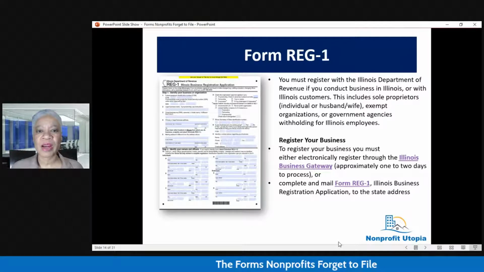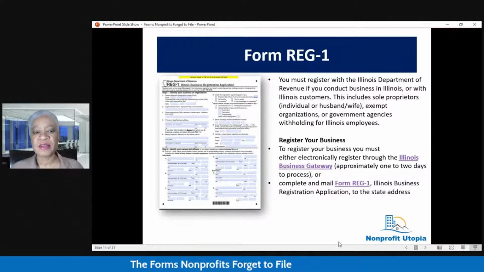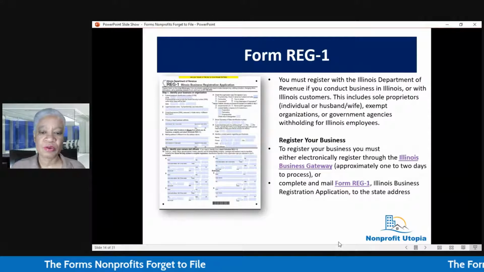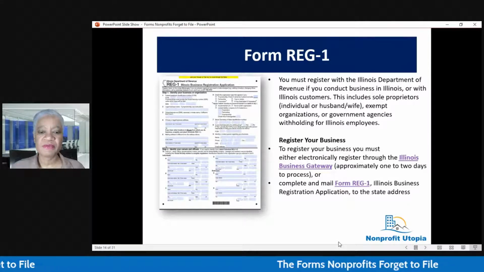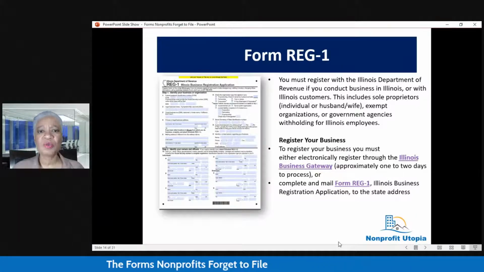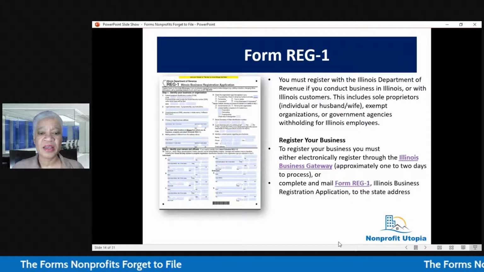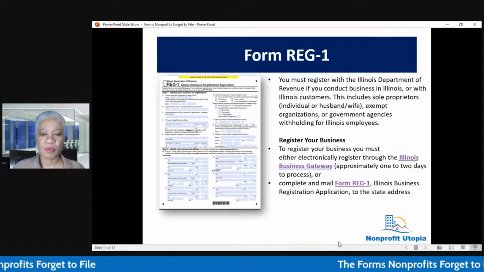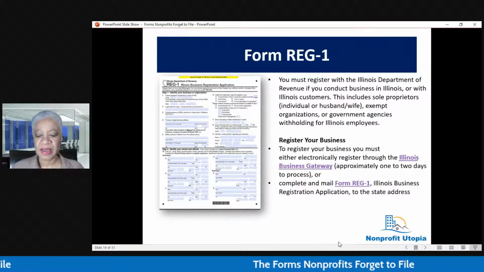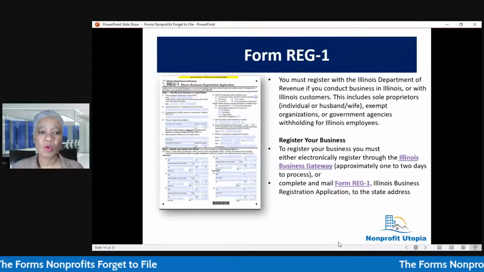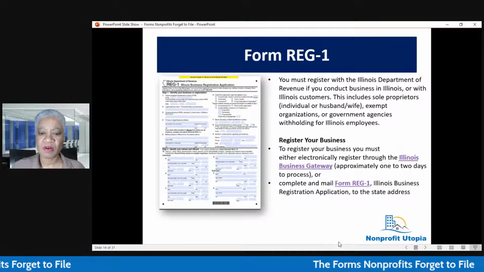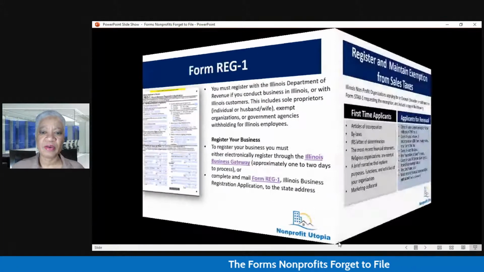So you need to check the requirements. If you're not from the state of Illinois, you need to check the requirements for your own state. And you would disclose the information that they're asking for. And basically, they're looking to know what type of organization this is, who your board members are, and all of that. So you need to file Form Reg 1, or you can file online through the Illinois Business Gateway.